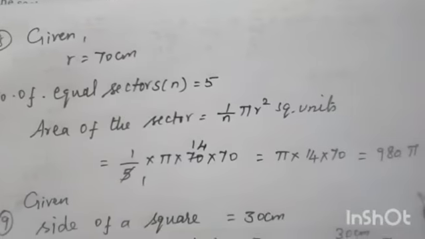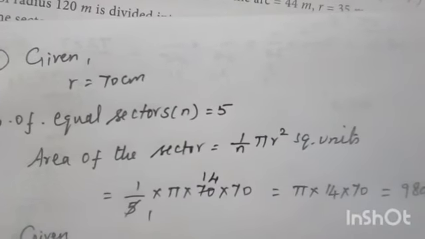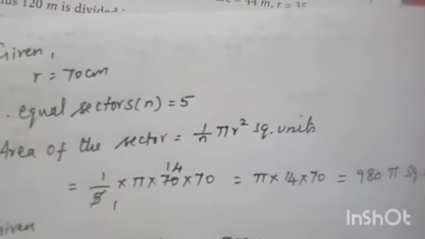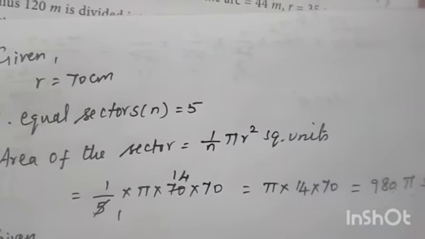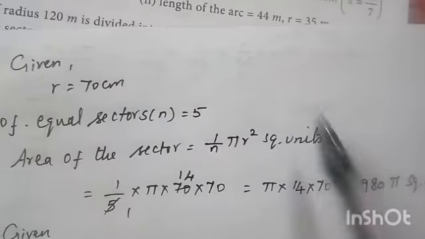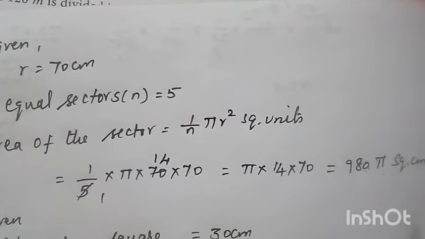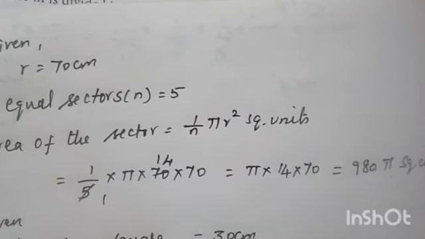So the area of the sector equal to 980 pi square meter. Sorry, square centimeter. Whatever unit is given, you have to use that unit here: square centimeter.